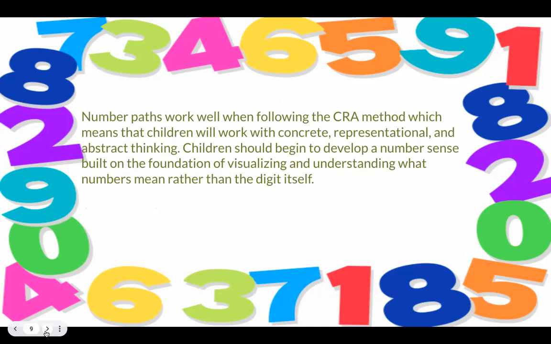I'm going to be talking about number paths and how they correlate into subitizing numbers. So number paths work well when following the CRA method, so the concrete, representational, and abstract thinking. Children should begin to develop a number sense built on the foundation of visualizing and understanding what numbers mean rather than the digit itself.